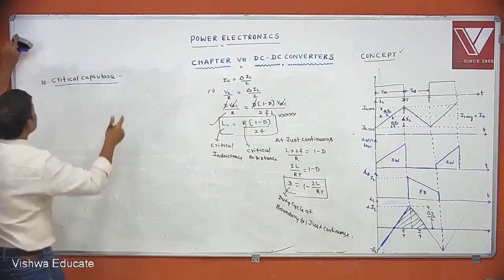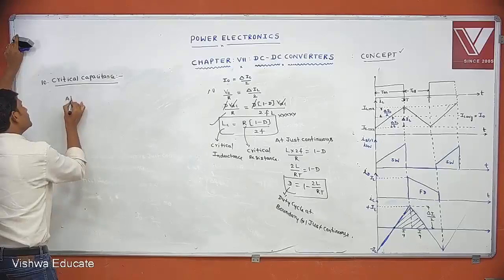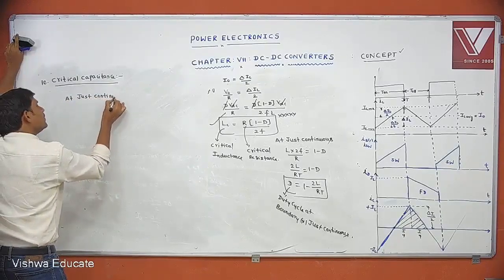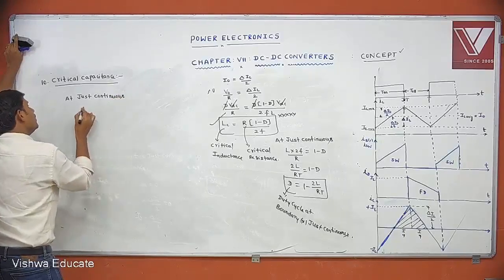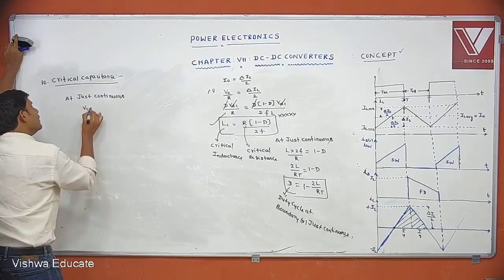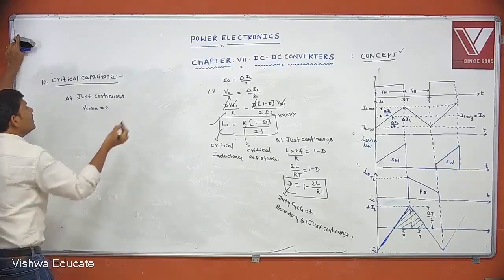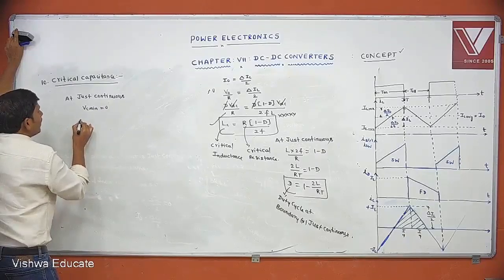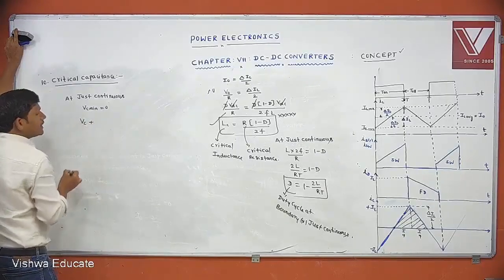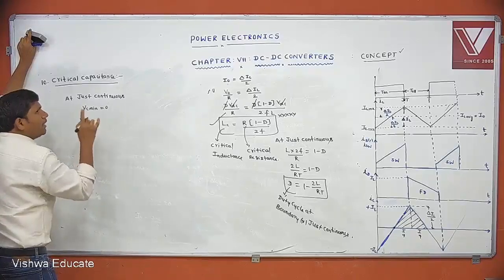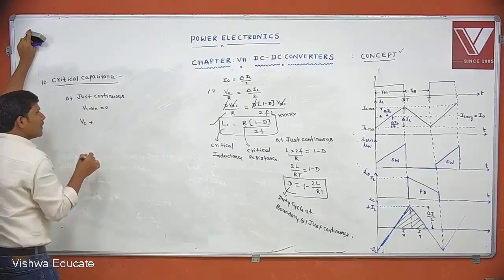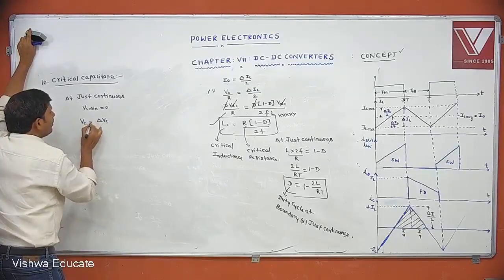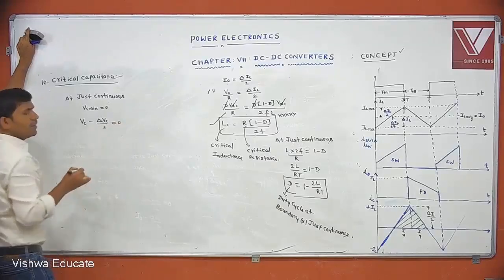That means at just continuous, what is the condition, you tell me? At just continuous, VC minima is equal to 0. Similar to IL minima, but here VC minima. How to define VC minima? VC minima is nothing but VC plus, that is the voltage across the capacitor, minus delta VC by 2, equal to 0.